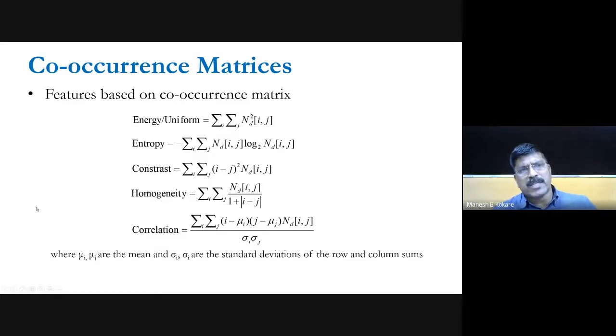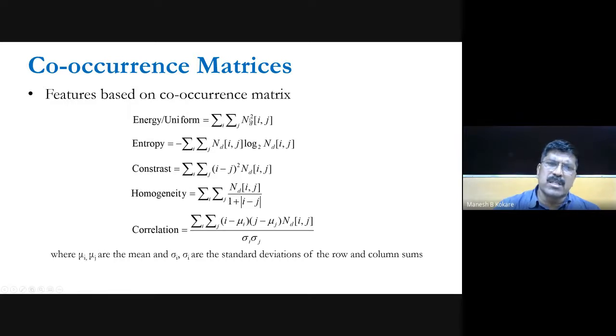I have shown you 5 types of features here. One is energy, or uniformity, of this co-occurrence matrix. So it is the summation over i, where C(d) is nothing but your co-occurrence matrix, and then summation over j of N square d(i,j).